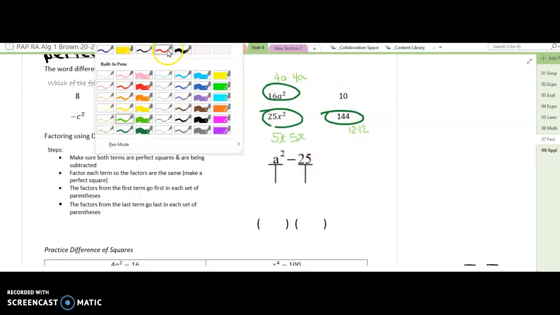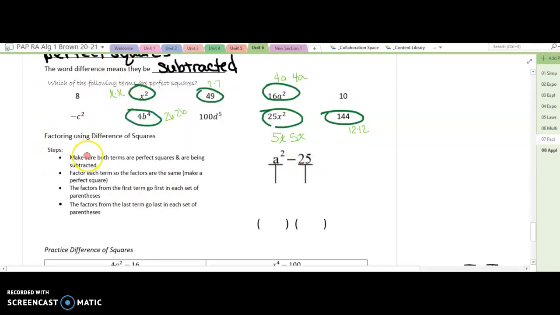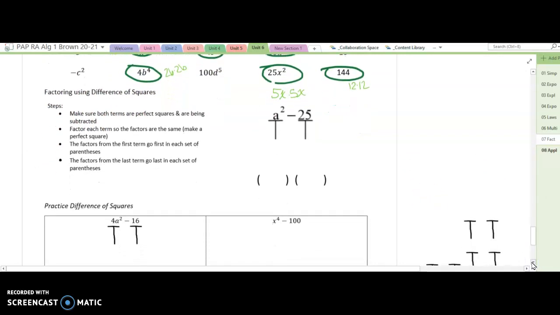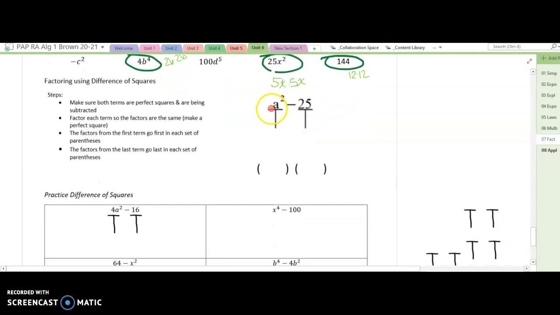So let's talk about factoring using difference of squares. There are some steps here. You have to make sure both terms are perfect squares. So a squared is a perfect square and 25 is a perfect square. Now ignore this minus in the middle, because that's the next part. Are they being subtracted? Is this a negative? Yes, it is a minus. They are being subtracted. So we've done that.